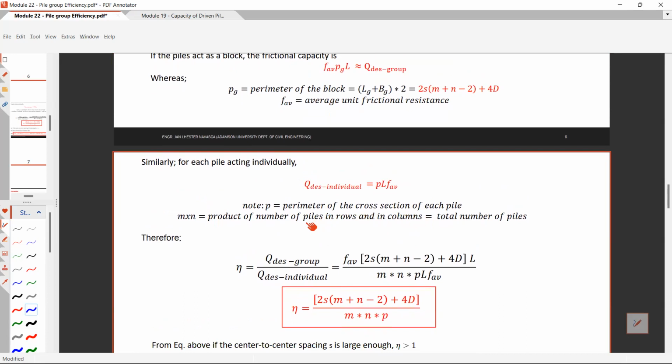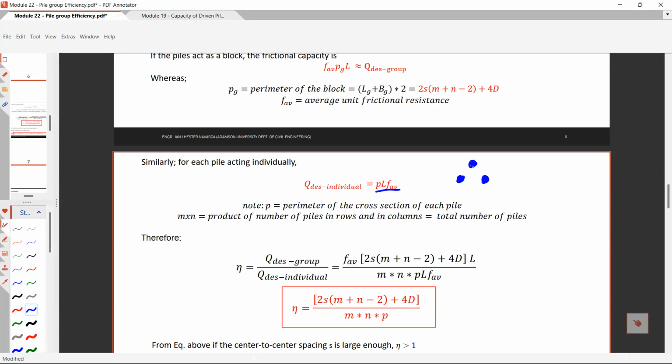Okay, and M by N is the product of number of piles in rows and in columns, total number of piles. Okay, so for Q' individual, ang gagawin mo lang, you just sum up the total P L fAB or yung total resistance ng each pile. So for example, meron kayong 3 piles. Okay. Mayroon kayong 3 piles.